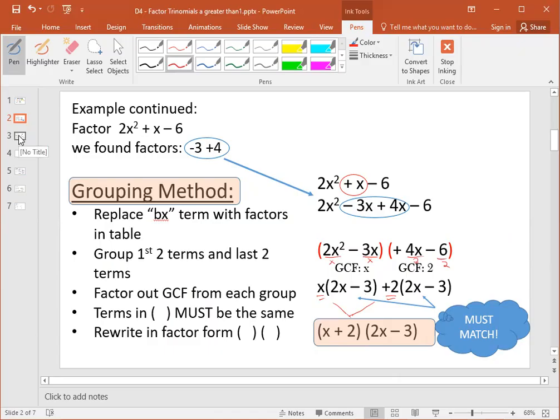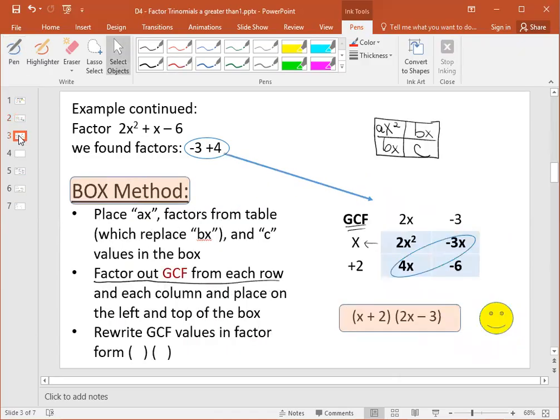Now, if we don't like the grouping method, we can also do the box method, for those of you who like the box method. So we're starting at the same point. We're starting with that negative 3 and 4 that we found. And here I've drawn a box of where things go. So in the top left box, that's going to be our ax squared from the original. So the 2x squared still goes in the very first box. The two new values that I found, the negative 3 and the 4, go here in the next two boxes. It doesn't matter where you put them. They're on the diagonal. And then my constant goes in the bottom corner.